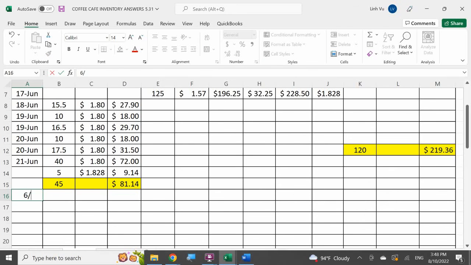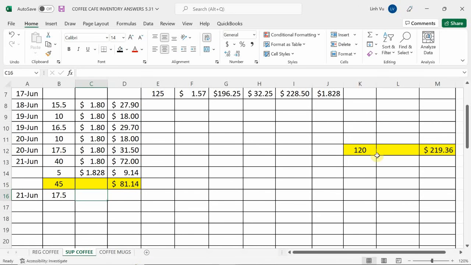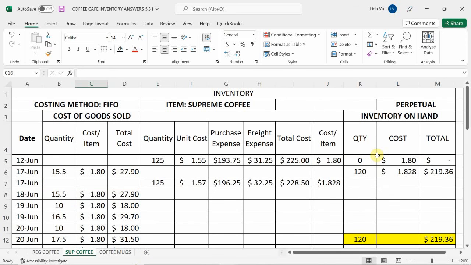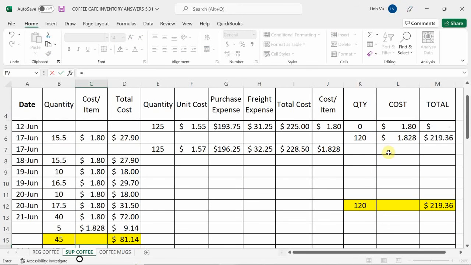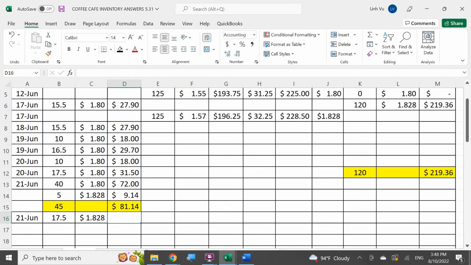So next one is Supreme. And we used 17 and a half pounds. So let's go ahead and see. We only have one batch of inventory and one batch only. So what's my cost per item here? Total is 31.99. Okay, let me calculate that real quick. So it's at $1.828. You say $31.99? Yes. Perfect.